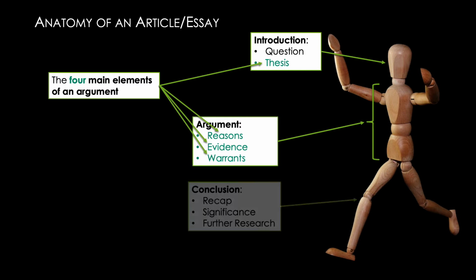Okay, 2 more sections. Third is the conclusion. Almost every article and essay has a concluding section of at least a paragraph or 2 that does a few things. First, it generally recaps the main points of the argument. This is just to make sure that the reader caught all the reasons that the author was establishing throughout the course of the article. Second, conclusions generally establish what the significance of the article was.